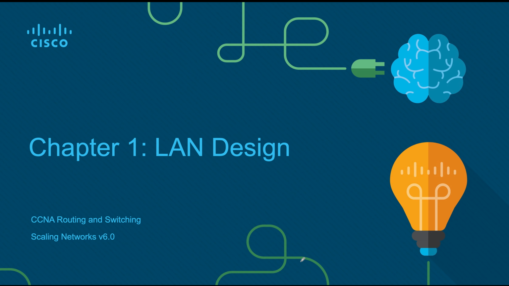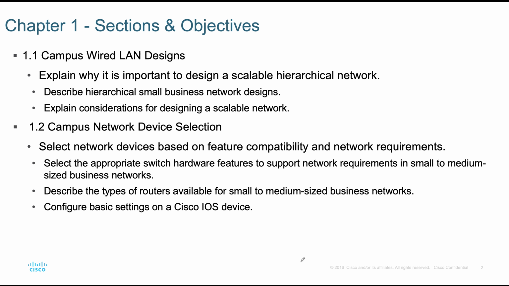LAN means local area network. So we're going to look at how a local area network can be designed for an enterprise network, to suit enterprise network, following what we call the CCNA routing and switching, Cisco system. Now let's take a look at the first part. Here we're going to look at chapter 1. These are some of the sections we're looking at and the objectives.